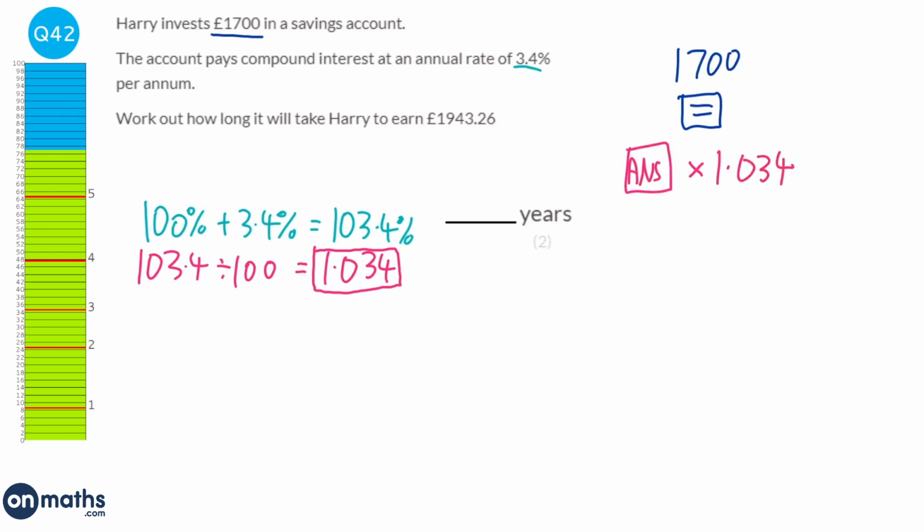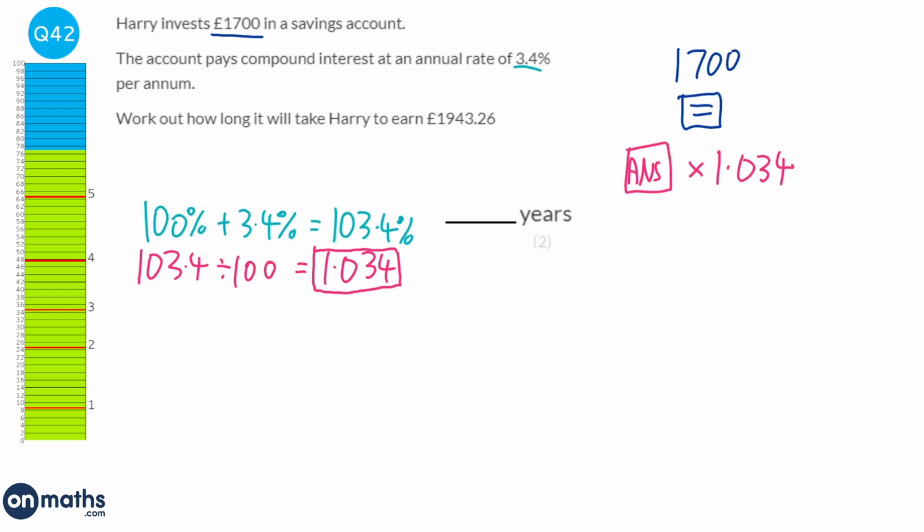So at the moment, the current number stored in memory is the 1,700, times by 1.034 will increase the 1,700 by 3.4%. Press it once, and it gives us £1,757.80. Now, when we press it again, that would be after the second year. So it puts in the 1,757.80 as this answer here, and then raises that by 3.4%.